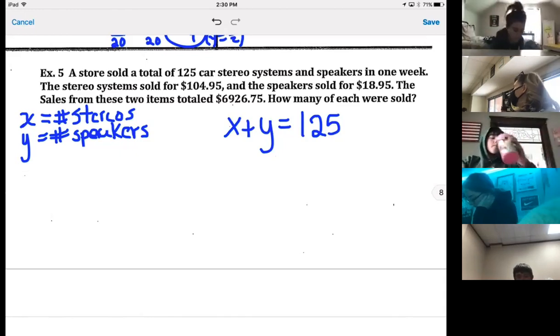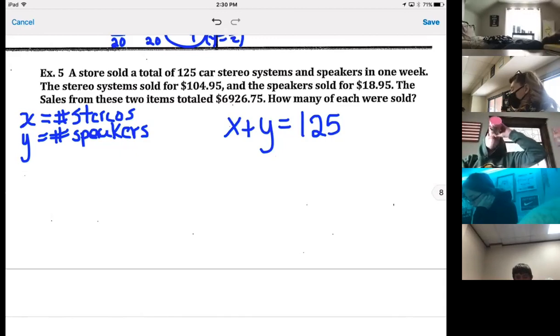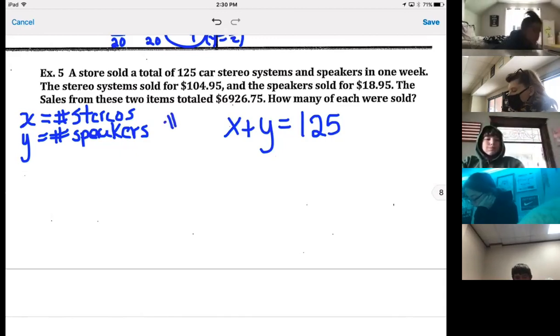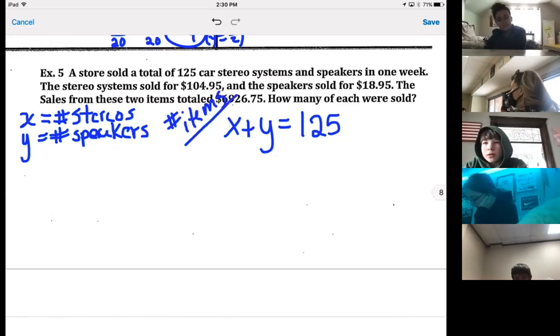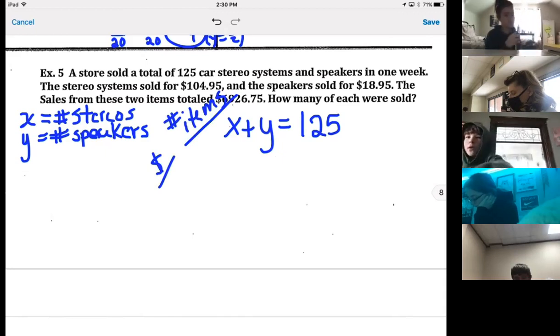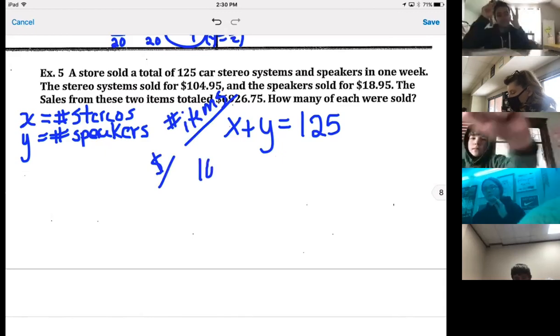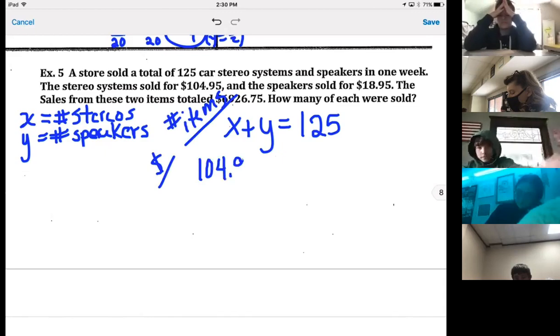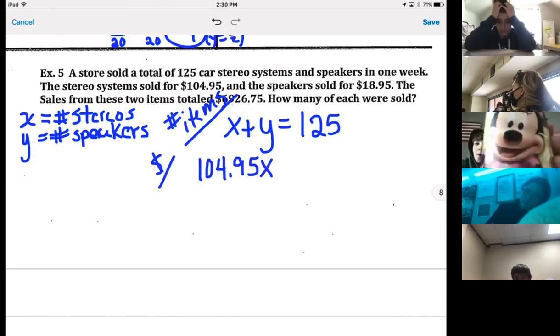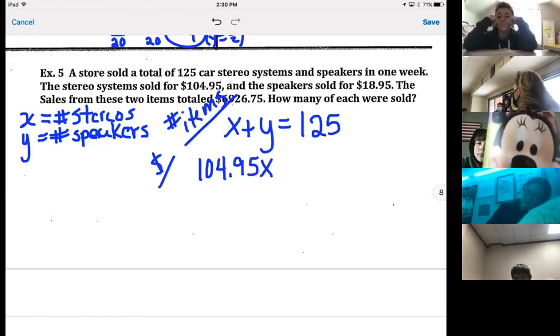Now we're going to have a money equation. Ready? So this was the number of items equation. And now we're going to have a money equation. How much was the stereos? 104.95. And we sold X of them. So that's how much money came in from the sale of the stereos.